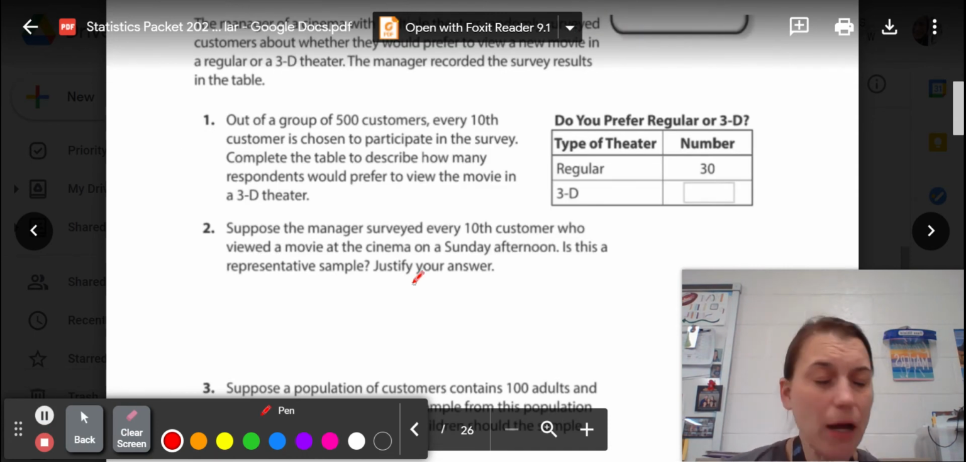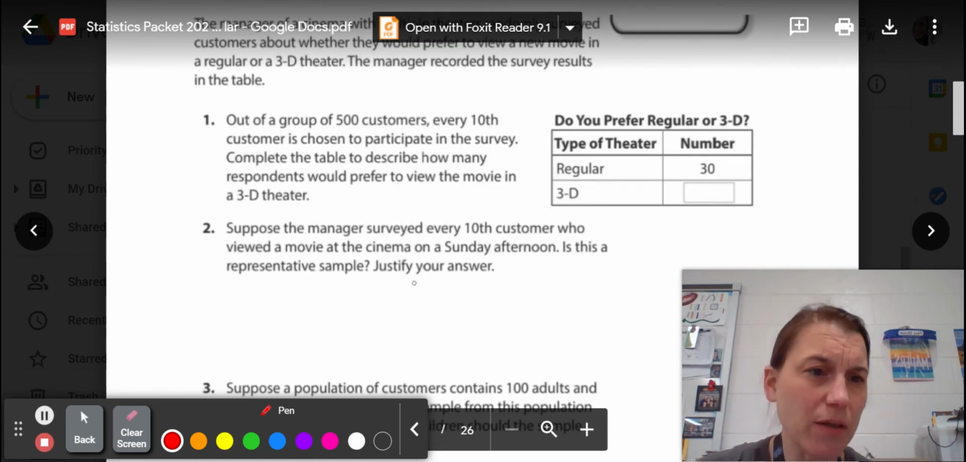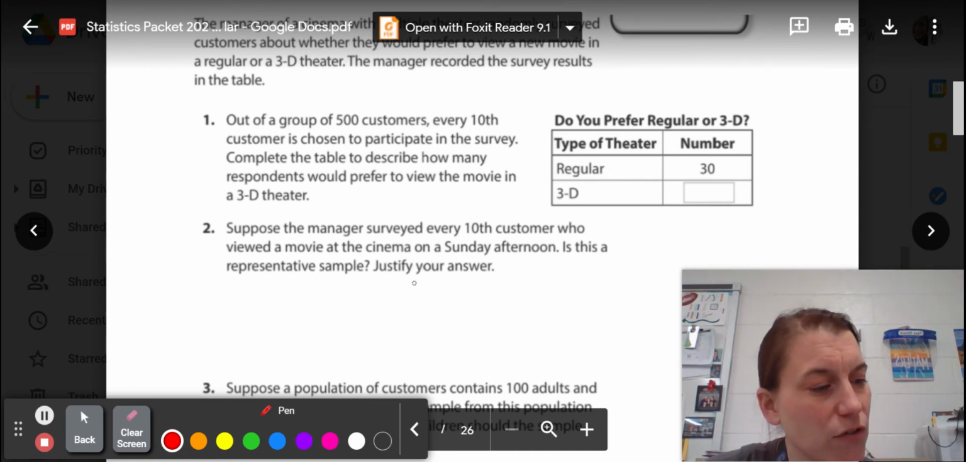Okay, so now I'm going to look. This is actually not from your textbook. This is from the extended practice. This is on page 6 in the packet. And it says, the manager of a cinema with multiple theaters, so a movie theater that has multiple theaters in it, like the one in Hanover, randomly surveyed customers about whether they would prefer to view a new movie in regular or 3D. The manager recorded the results of the survey.